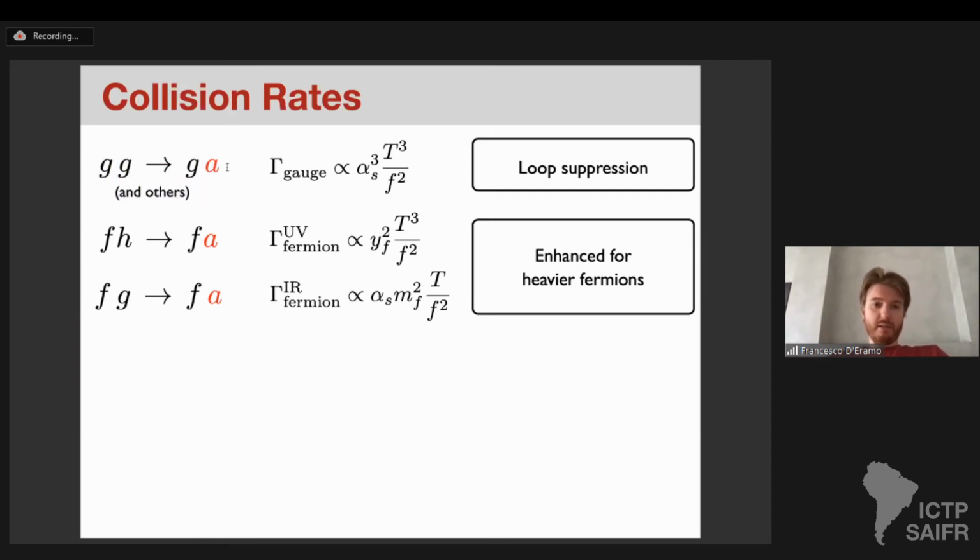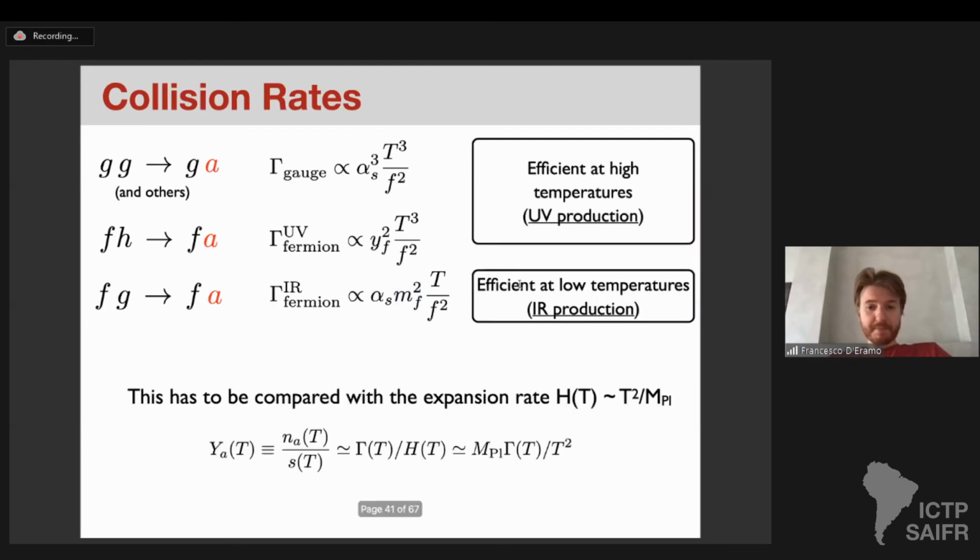You see, you can scatter with gauge bosons, you can scatter with fermions. And I put here UV and IR because I consider the scattering when it happens above the electroweak symmetry breaking scale and below the symmetry breaking scale. You see there is a different temperature dependence of the rate. There is a mass dependence here, so it's enhanced for heavier fermions. And so you see that this case here is the most promising because it's efficient at low temperature.